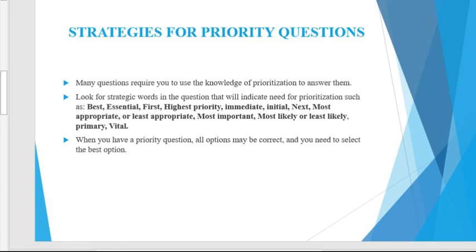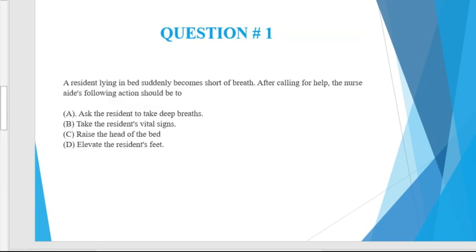When you have such words in your question, one thing you should have in mind is that most of the options in that question might be correct, but they want you to choose either the best or the worst, least likely or most likely. So let's answer this question as an example.